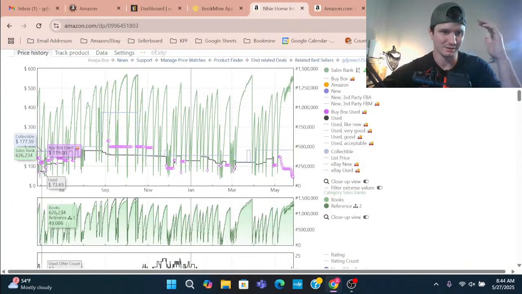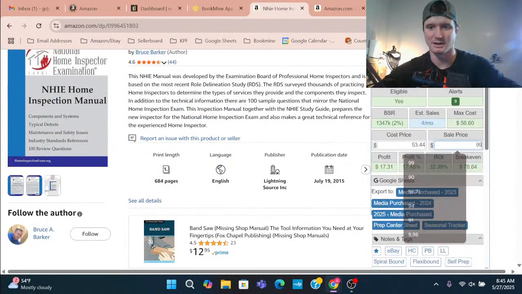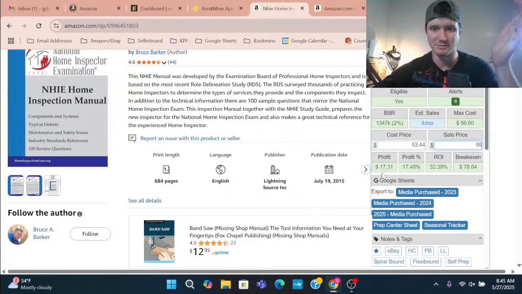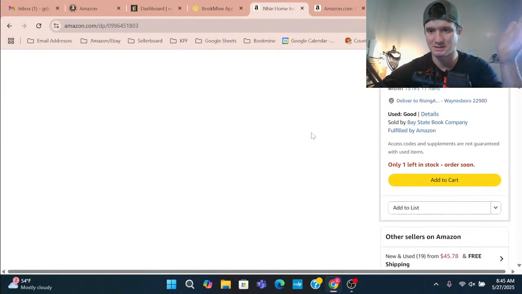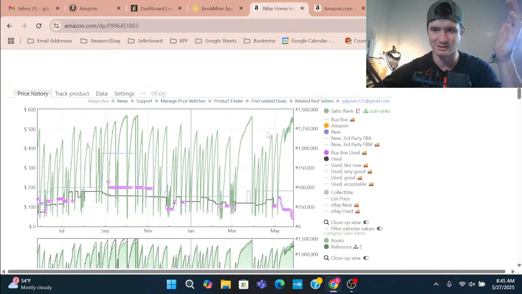But I would not even expect to sell that low. I put my minimum probably at, we'll say, 99. That would be my minimum, and I'd be minimally making $17, which is amazing. You know, right now the used offer count is at 62, which does kind of suck.